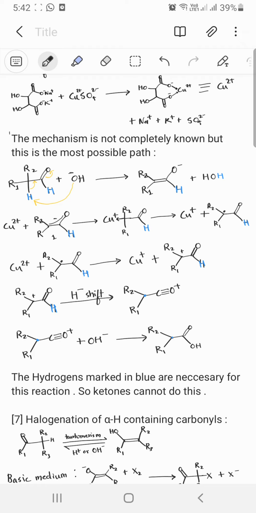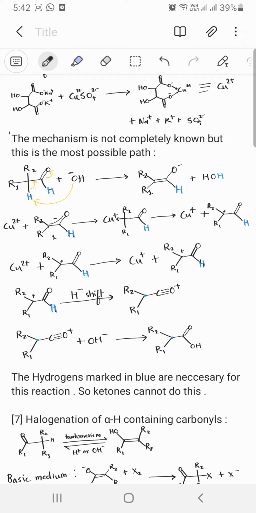Then another copper 2 plus comes in, and you have the same thing once again, right? And after that you have this cation over there. Cool. And then you have a hydride shift to give an acyl cation, and then plus OH minus gives this thing.